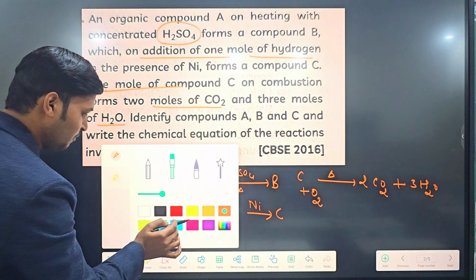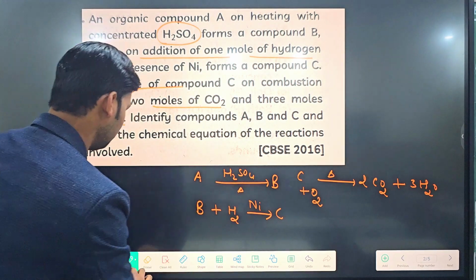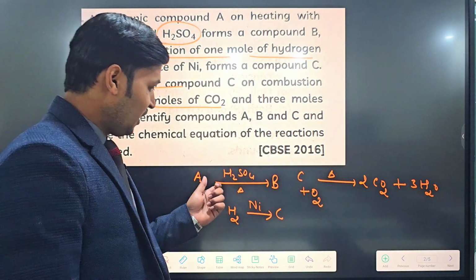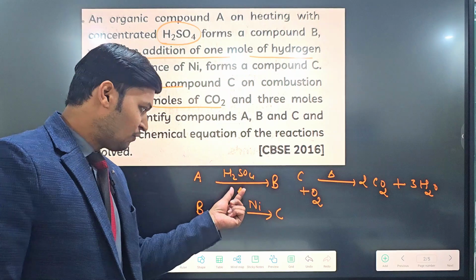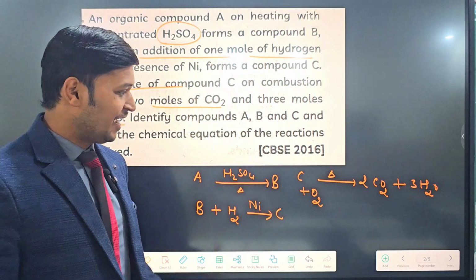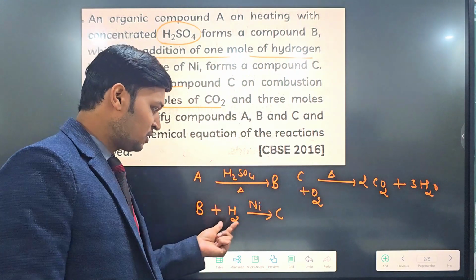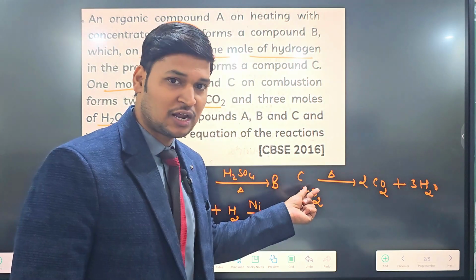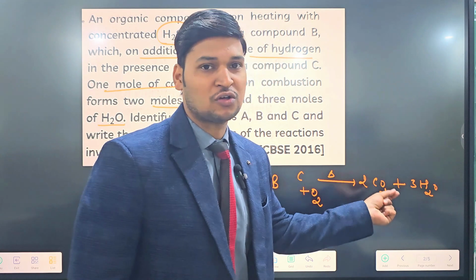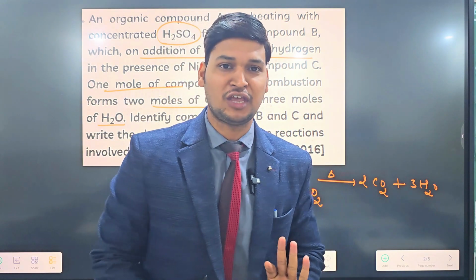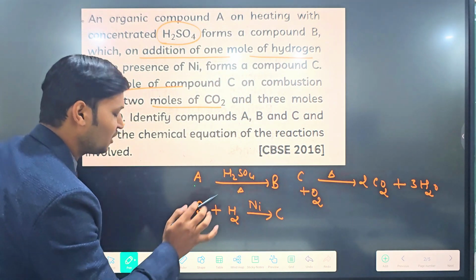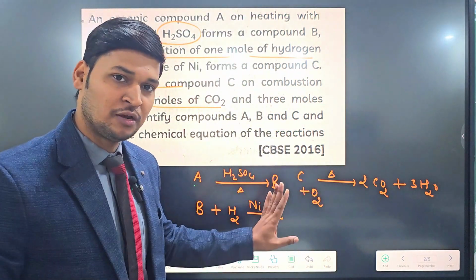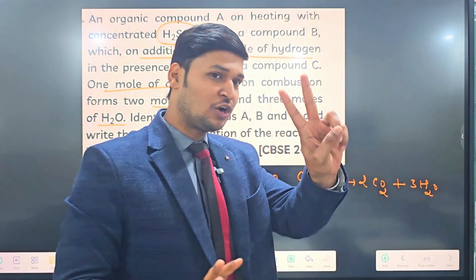See, now the question will be very easy. Now the question has become quite easy. And how I am explaining here, just see. A is being heated in the presence of H2SO4 forming compound B, and ultimately that gives C on addition of hydrogen in the presence of nickel. When C is reacted, it is giving 2 moles of CO2. It does mean a very clear indication that this compound A contains 2 carbon atoms. See, this is what the rough pictorial representation gives us an idea: that 2 carbon atoms will be in it.